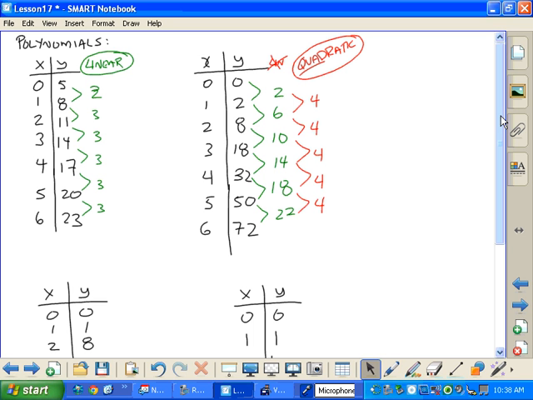Okay? And you start to see a pattern here. So here we have degree 1. So it's the first column. So degree 1. Here, it was the second differences. So now we have a degree 2.